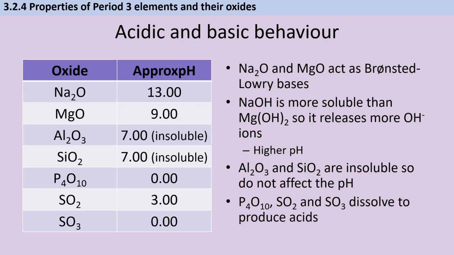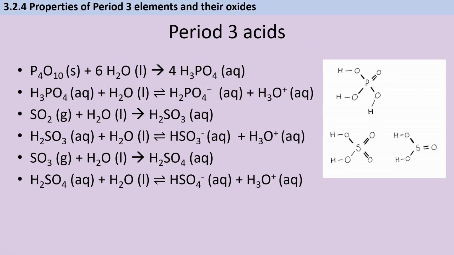And then phosphorus oxide and sulfur dioxide and sulfur trioxide can all dissolve to produce different acids. Phosphoric acid forms when 1 mole of phosphorus pentoxide reacts with 6 moles of water. This phosphoric acid can then dissociate in water to form dihydrogen phosphate ions. Sulfur dioxide can react with water to make sulfurous acid with the formula H2SO3, whereas sulfur trioxide can react with water to make the more familiar sulfuric acid.